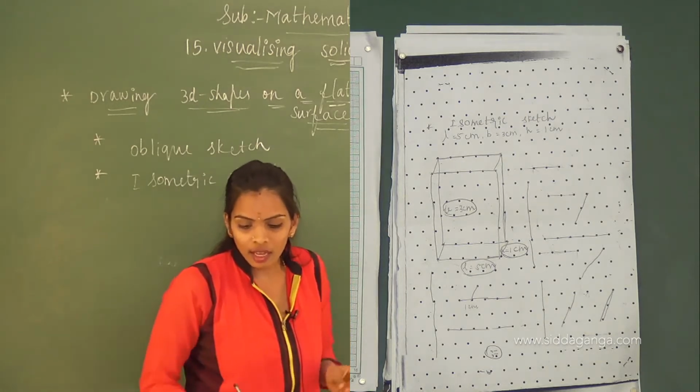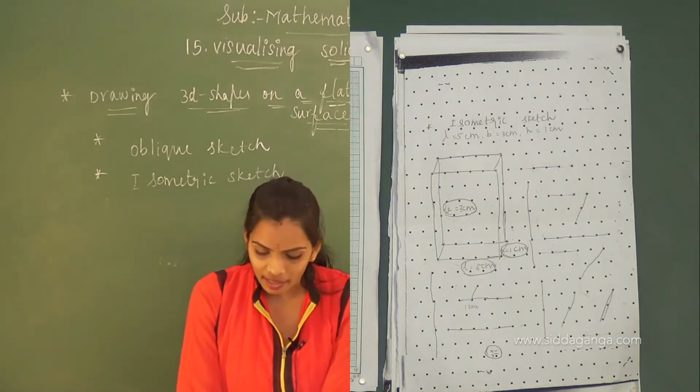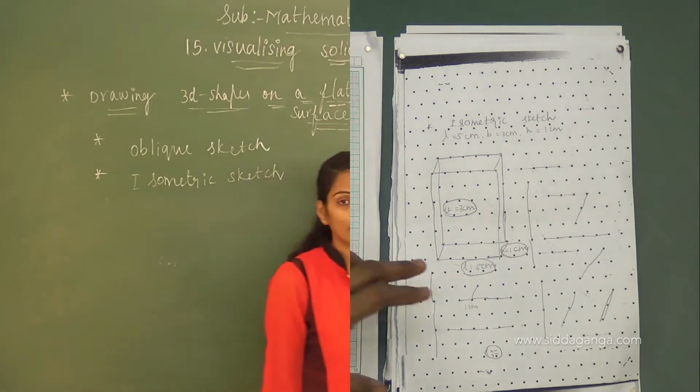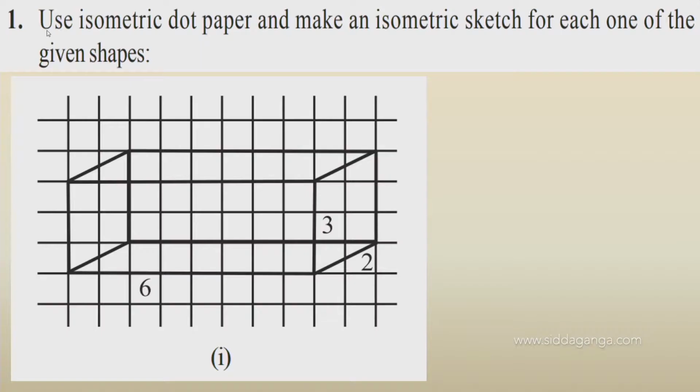In this exercise, they give some oblique sketches. We have to draw the isometric sketches for them on isometric dot paper. Use isometric dot paper and make an isometric sketch for each of the given shapes. Here they have given oblique sketches, and we have to sketch the isometric sketches for them.